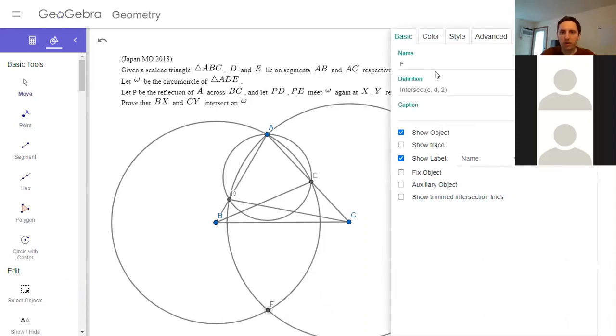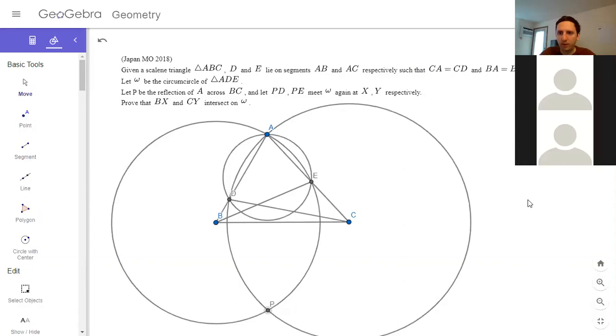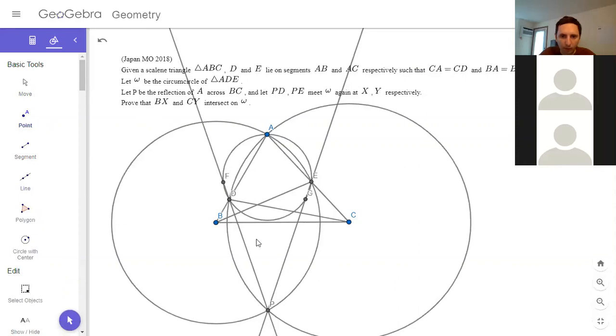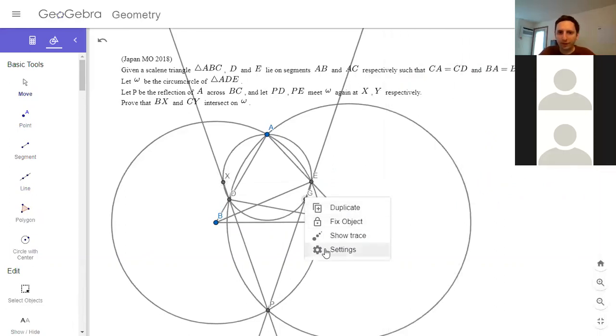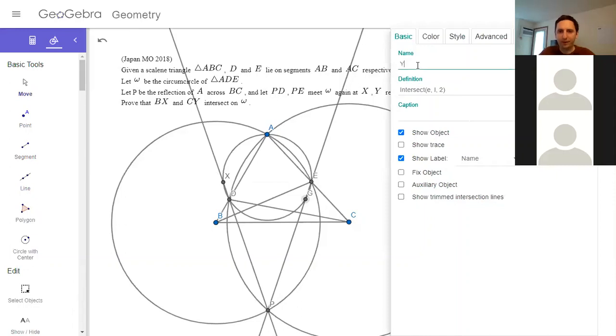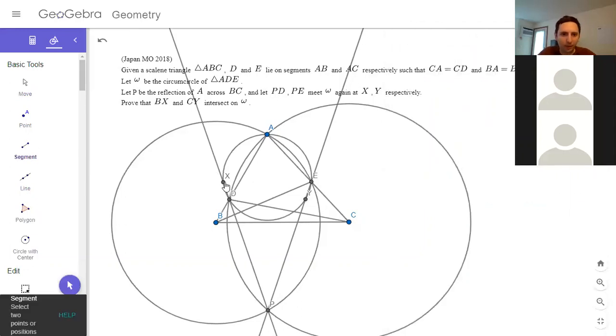So PD and PE intersect the circle again at X and Y. Okay. So that's X and that's Y. Let's rename it. This feels a lot like Pascal's theorem, I feel like. Maybe they just like doing Pascal's theorem in Japan.